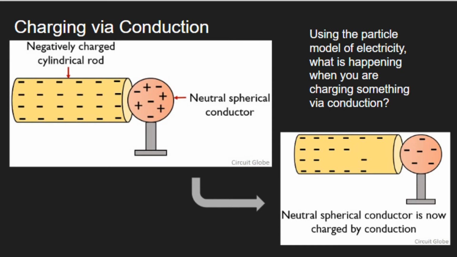Okay, so charging via conduction. Remember, this is one where you're touching. You take a negatively charged object and touch it to a neutral object, and some of that negative charge, those electrons, are going to pass over to the neutral object, which is now negatively charged. The net charge is a little bit negative. When you take that rod away, this is going to stay negative.